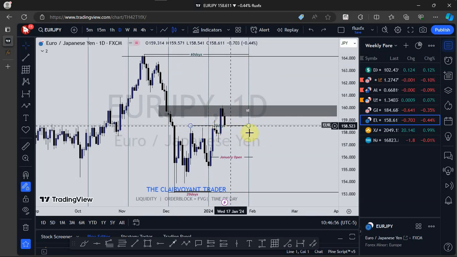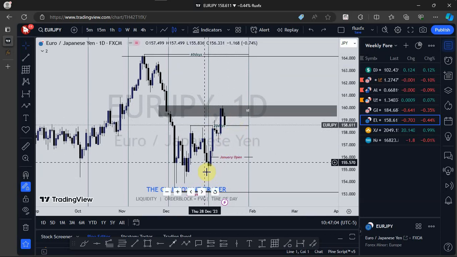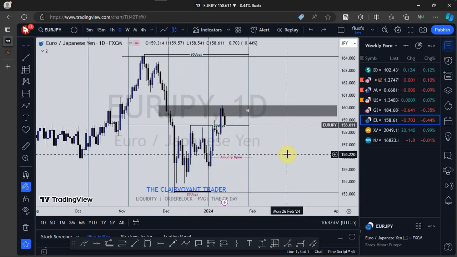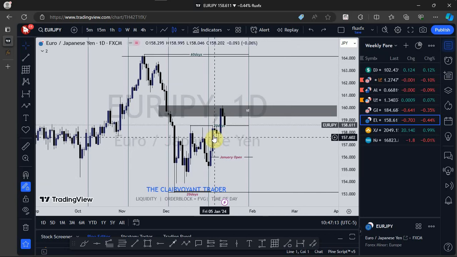Once we see price close below the previous 20-day high, then definitely our next draw on liquidity is going to be this low right here and then this low. Already we are above January's open price, so that is an ideal scenario to be looking for bearish movement. I want to see price close below the previous 20-day high.